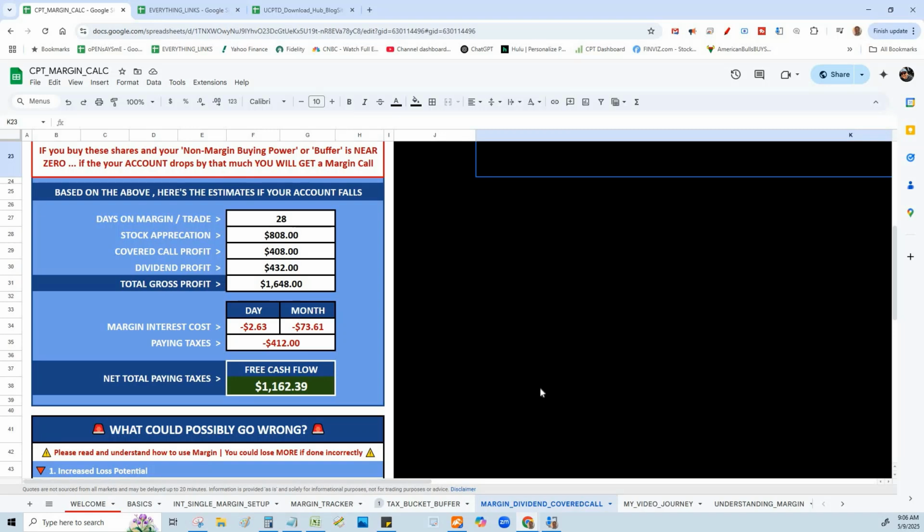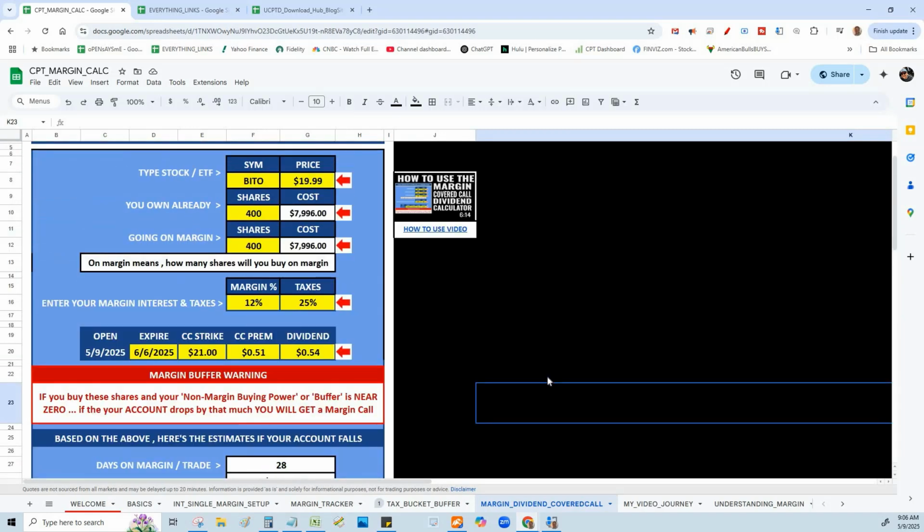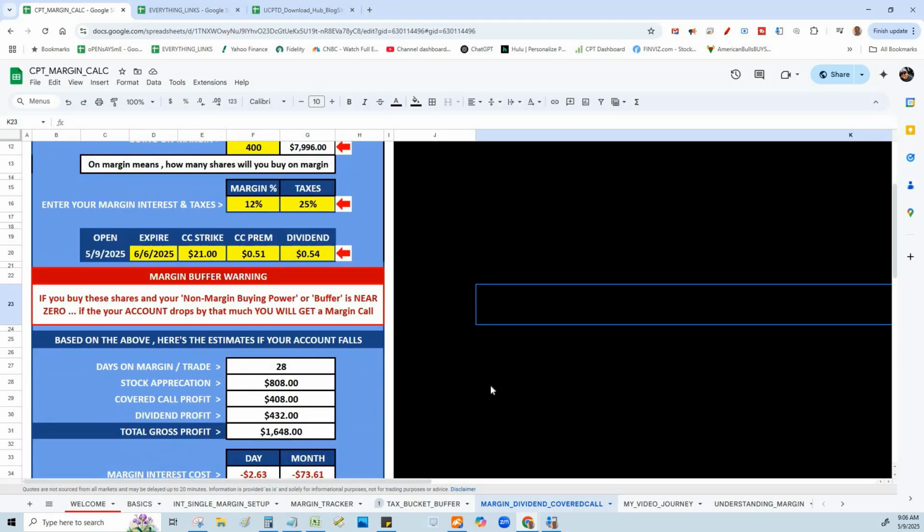This is actually very, very helpful because a lot of people go on margin buying stocks and selling premium against them. What you need to understand is margin requirements, because when you use stocks like BITO and BITX and all those leveraged ETFs, your margin shrinks because the margin requirement is so high. Now, with that said, you got to keep the numbers in front of you.